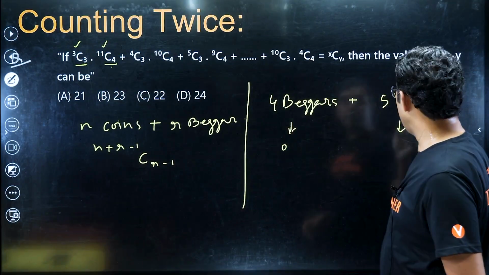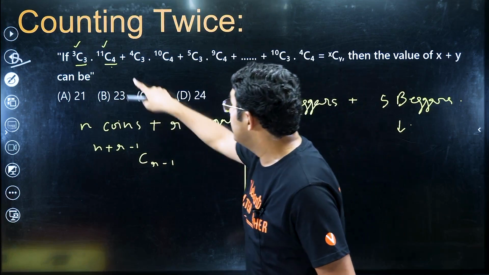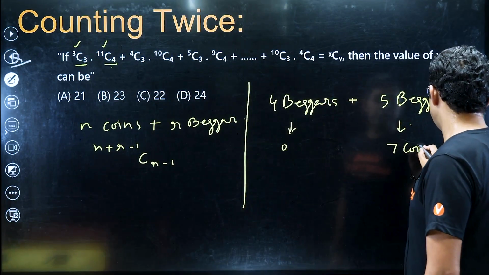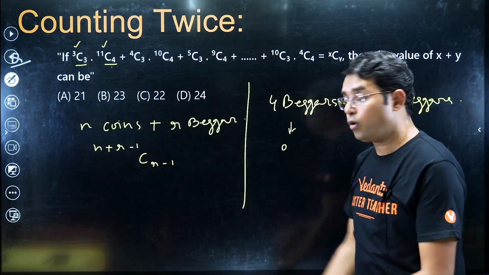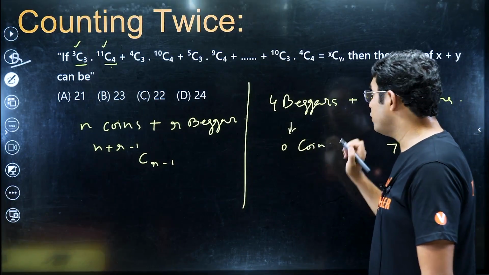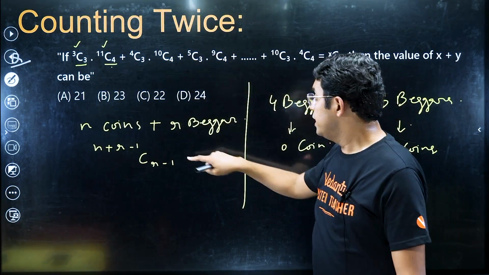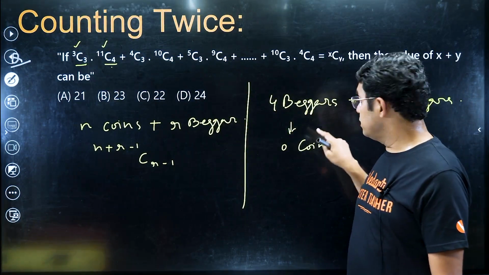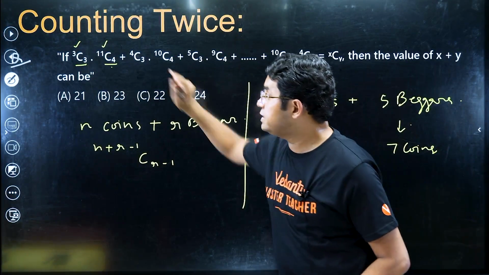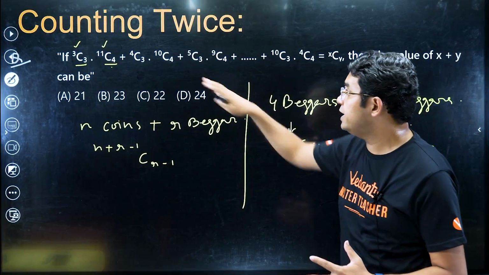Whereas when 5 beggars are there and it is 11C4, in that case r minus 1 is 4, so I think n should be equal to 7. So 7 coins should be given to the side of the road where 5 beggars are sitting. Now you can do it once again: 4 plus 0 minus 1, so 3. 3C3 gives the number of ways to distribute 0 coins to 4 beggars, and this 11C4 says distributing 7 coins to the 5 beggars, so it is 11C4.